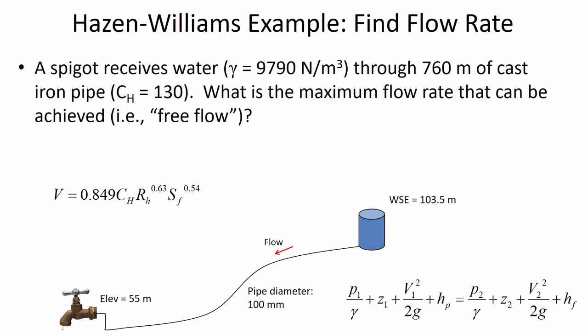And in the energy equation, we're going to say that the H sub F is 103.5 meters minus 55 meters. And so all of the energy difference is going into the pipe friction. And there won't be any pipe pressure right at the end of the pipeline. There will be pressure upstream of the end of the pipeline, but at the end of it, at location 2, which is right at the spigot, then there's not going to be any pressure.